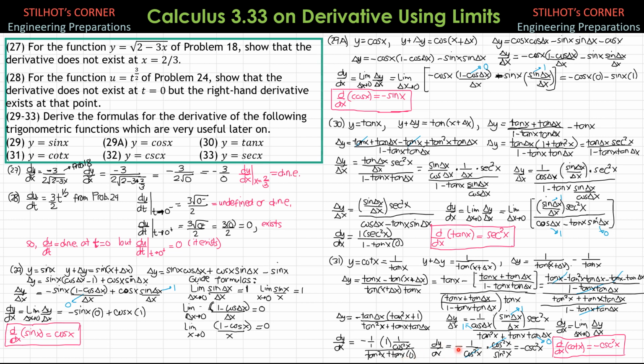So dy dx is negative 1 over cosine square x, then divided by tangent square x, and the reciprocal of 1 over tangent square x is cotangent square x, which is cosine square x over sine square x. We can cancel cosine square x, so it reduces to negative 1 over sine square x. And negative 1 over sine square x is negative cosecant square x. So therefore, the derivative of cotangent x is negative cosecant square x, and you must memorize that.